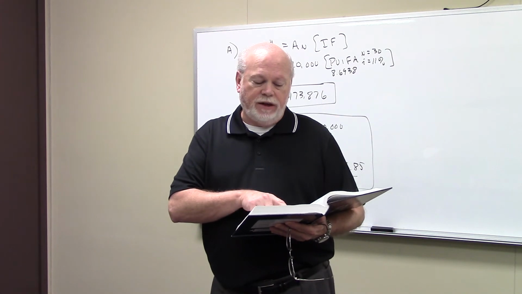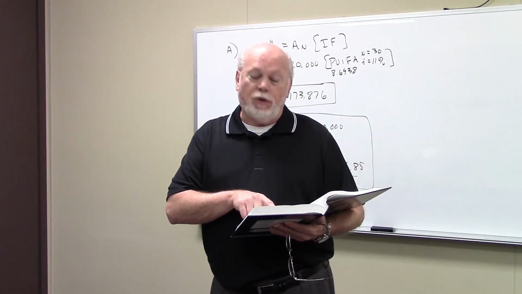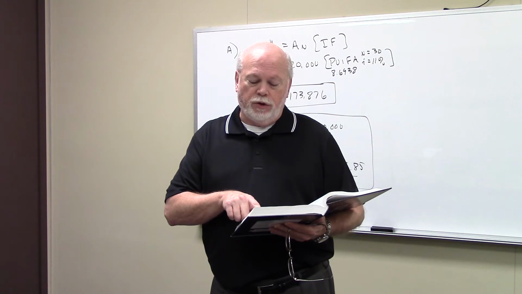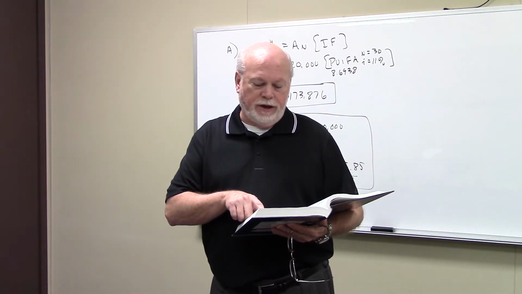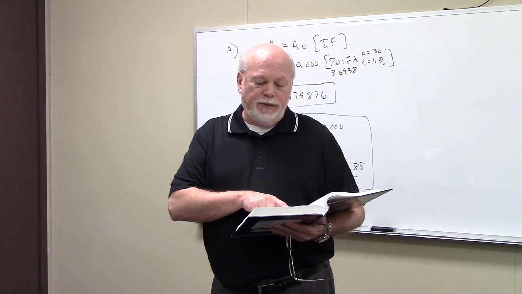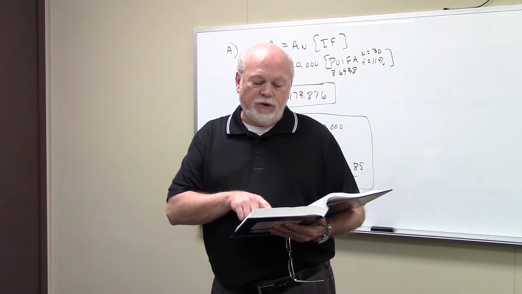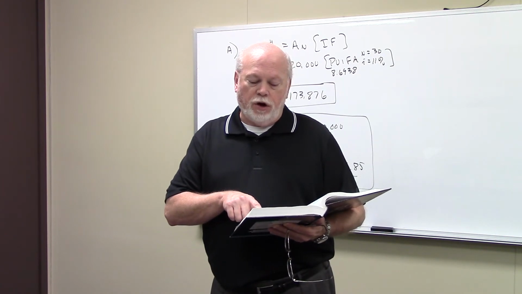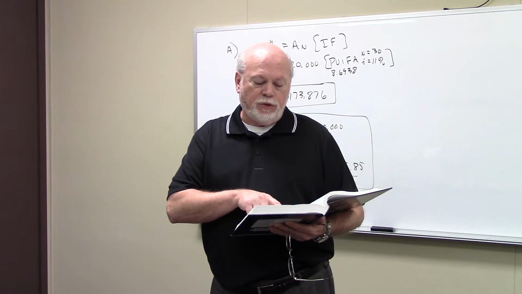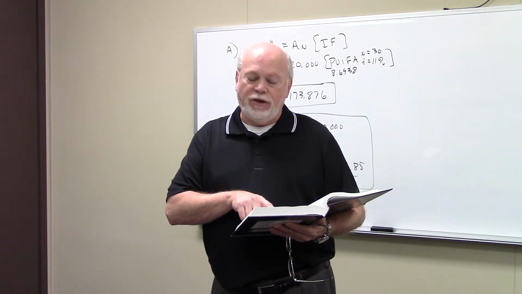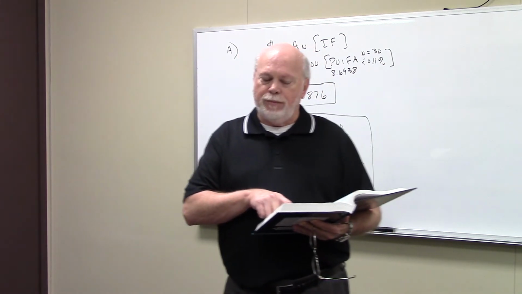The B part reads, how much will you need today as a single amount to provide the fund calculated in Part A if you earn only 9% per year during the 20 years preceding retirement? The C part reads, what effect would an increase in the rate you can earn both during and prior to retirement have on the values found in Parts A and B?